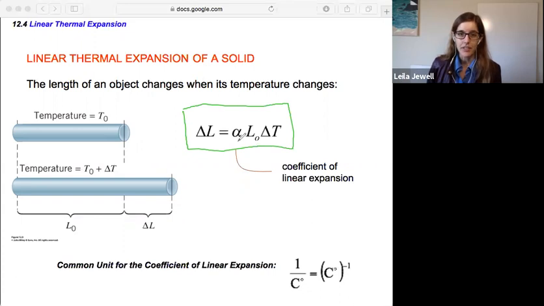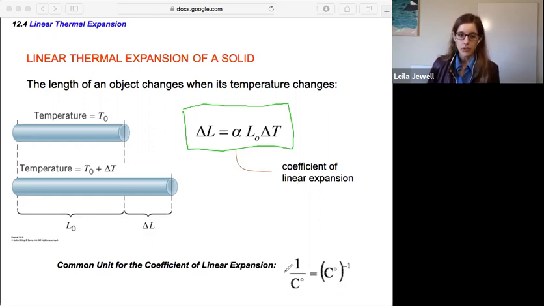This alpha is no longer angular acceleration. I'm sorry, we just don't have enough Greek letters or English letters. That is the coefficient of linear expansion. So it has to do with the metals. And we'll get to see an example of those various coefficients in the table in just a moment.